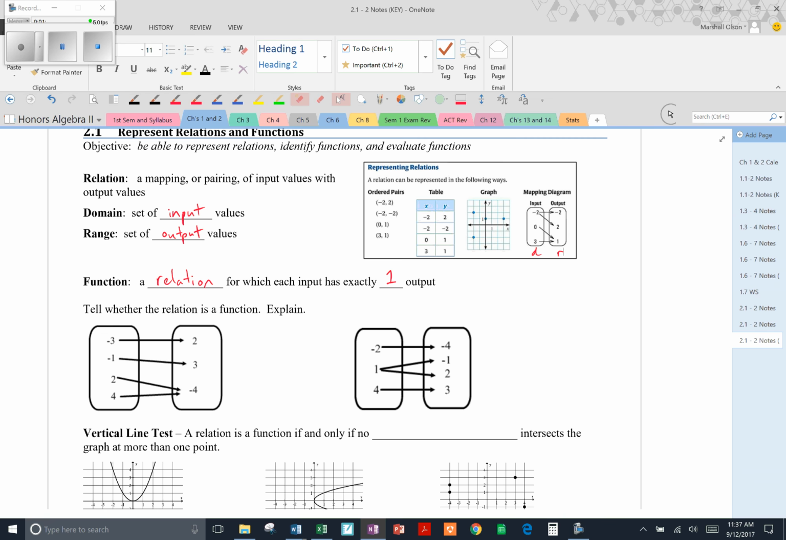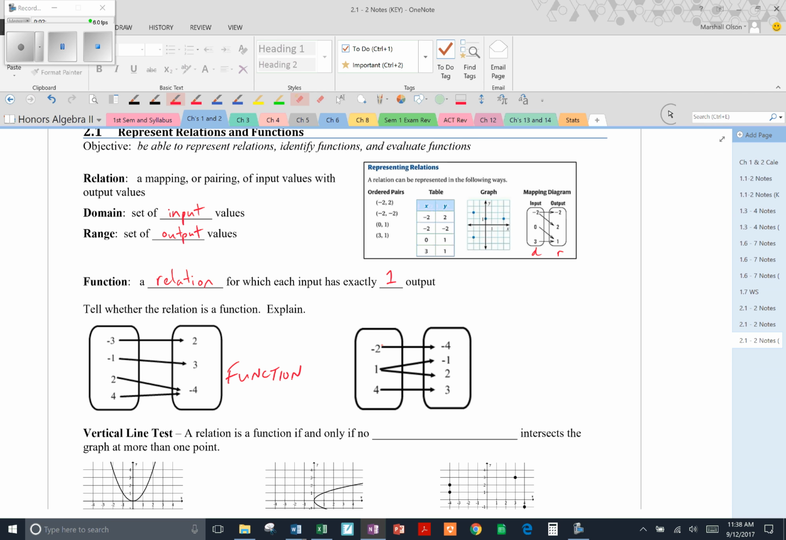So that's the first thing we start with, these two mapping diagrams. We're going to say whether a relation is a function or not. Remember, each input value has to have one and only one output value. So as we look at this here, kind of the concerning thing is the fact that the -4 has two input values mapped to it. That's okay. An output value can have two input values mapped to it. Okay, so this is a function. That's okay to have the two arrows going to the -4. Each input has only one output there.